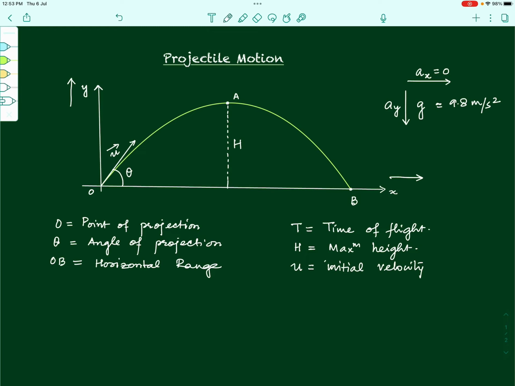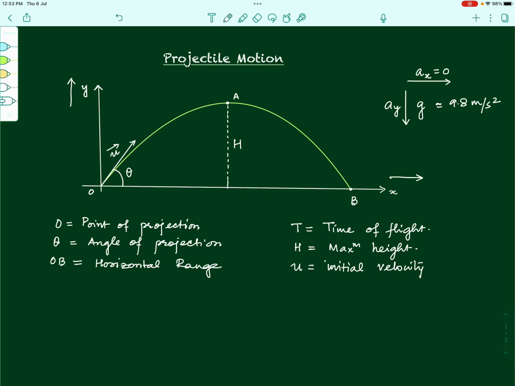The angle of projection is also a constant. Once the angle has been decided, that is the angle with which the particle is projected. So, when we study the motion of this projectile, we shall be using these quantities as constant quantities. u, the initial velocity, is one constant, theta, the angle of projection, is another constant, right?